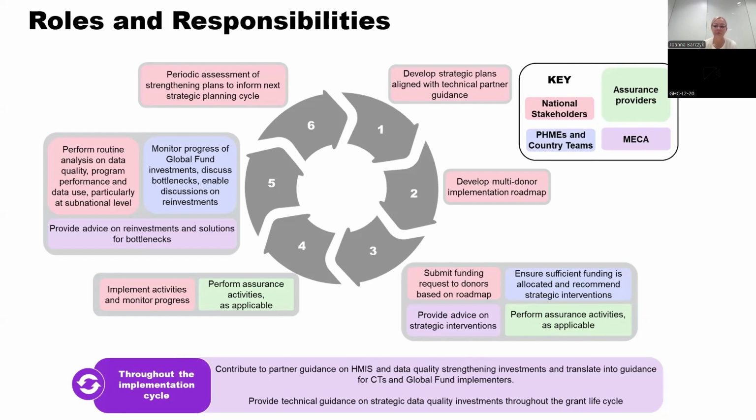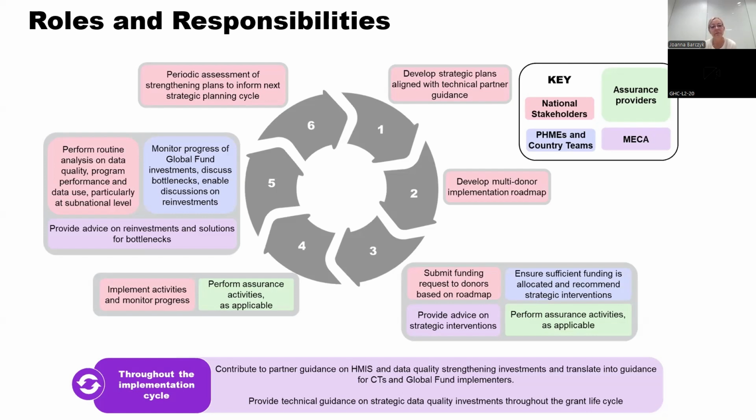The circle of the data quality improvement framework starts really at country level by the country stakeholders, by developing strategic plans aligned with technical partner guidance, such as WHO. We strongly recommend, and it's done in many settings, developing a multi-donor implementation roadmap, so you have clear visibility on who can contribute to what, the funded activities, but also the potential gaps that still need to be filled, and that you can resubmit, for example, to the Global Fund during reprogramming opportunities.